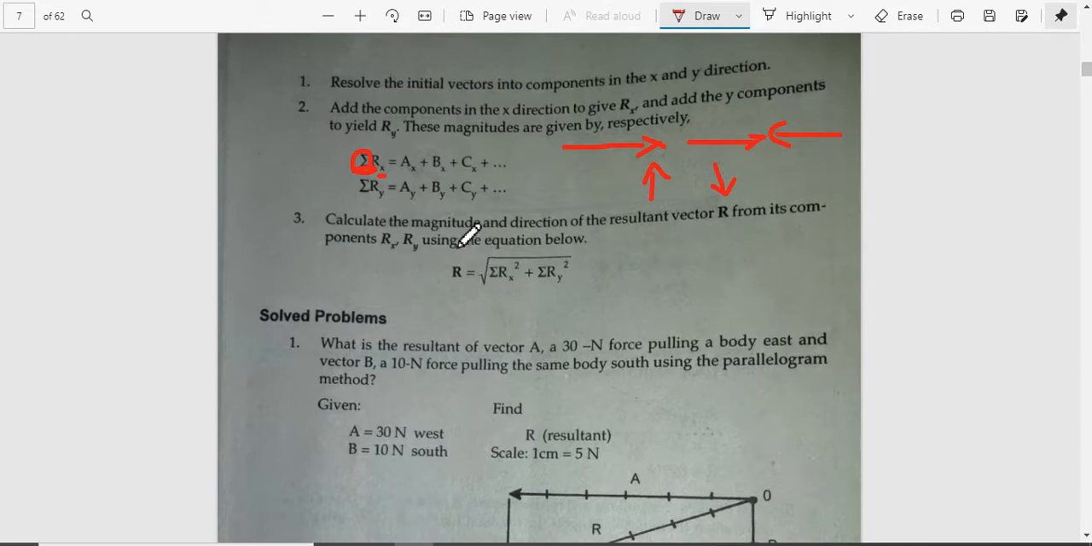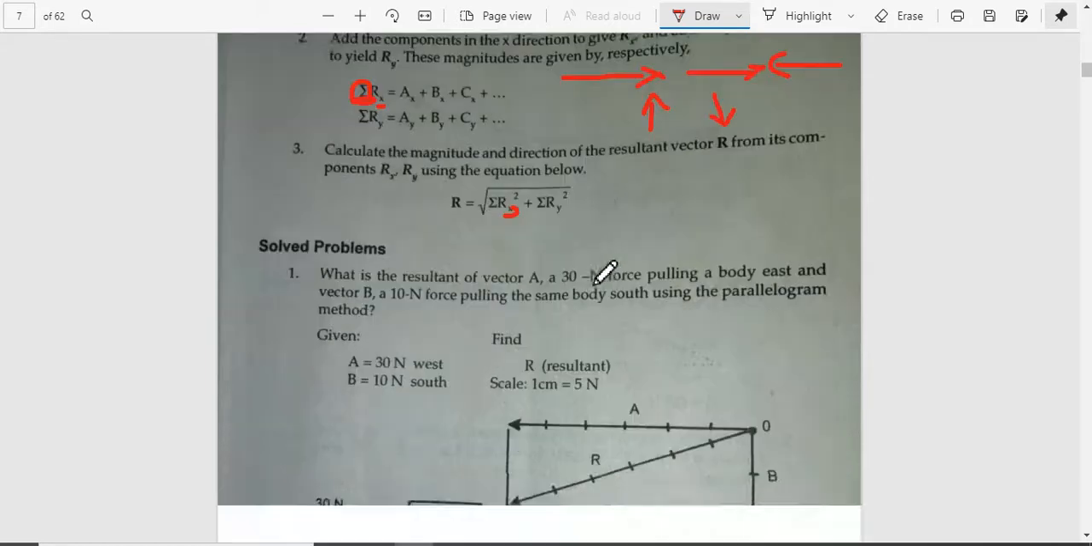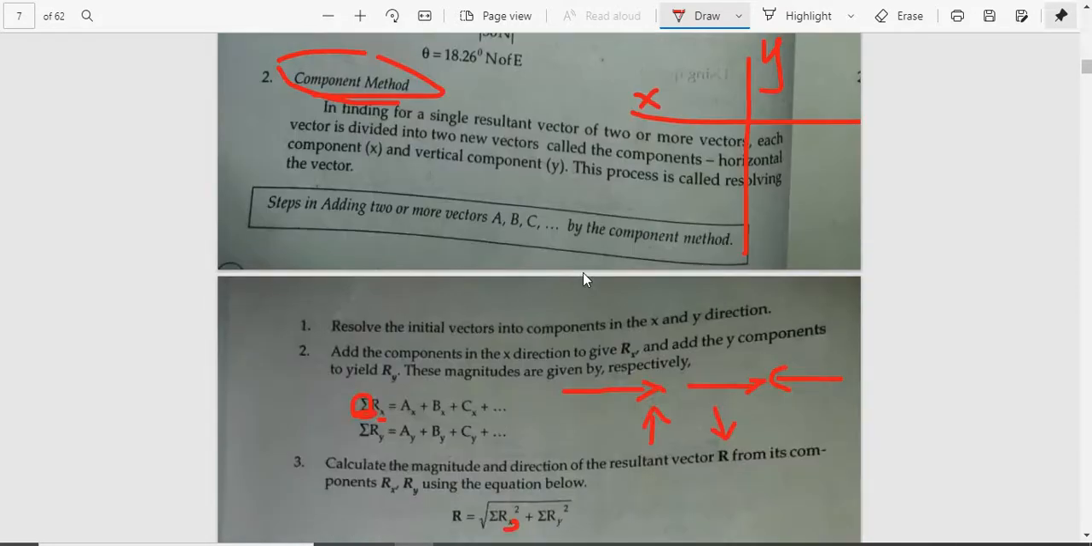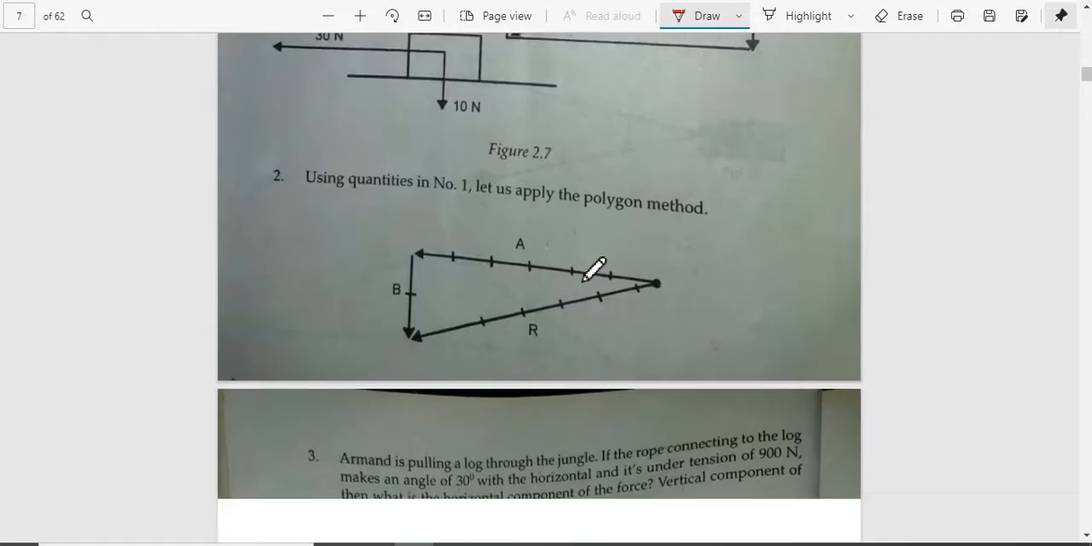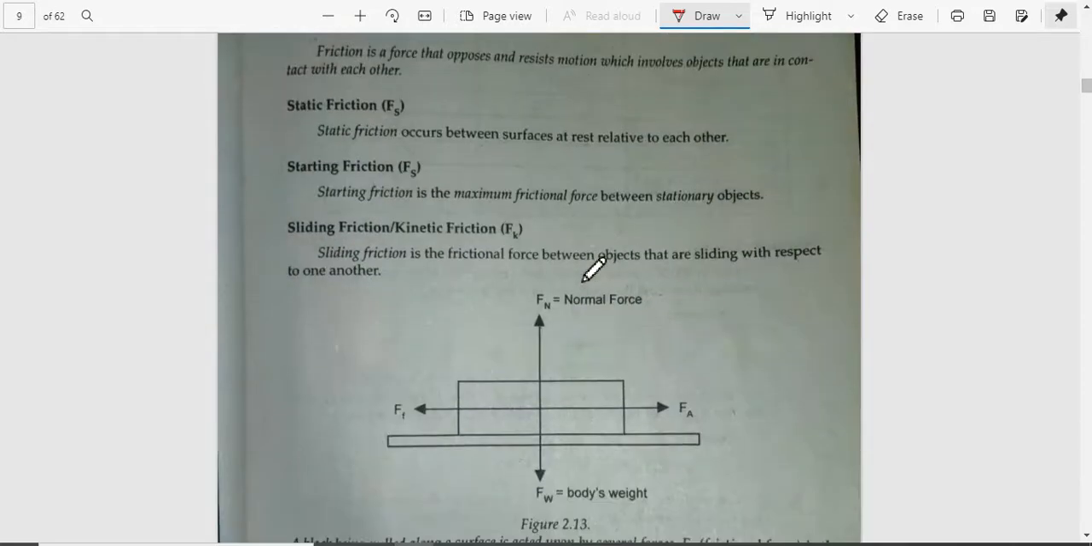Once you sum them up, you put the totals in this equation. The resultant is equal to the square root of the summation of your total Rx squared, plus the total of your Ry squared. The square root cancels out the square. So that sums up our vectors. You have here given examples.